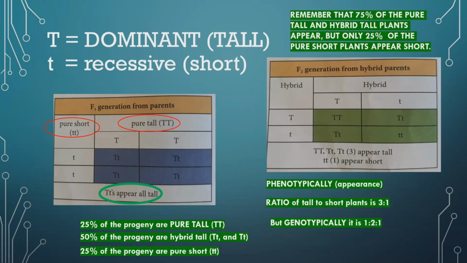Remember that 75% of the pure tall and hybrid tall plants appear tall, but only 25% of the pure short plants appear short.